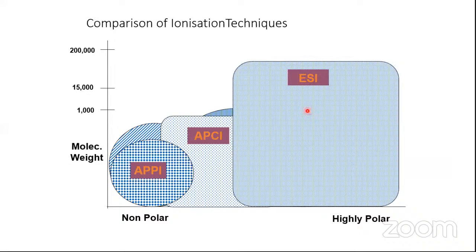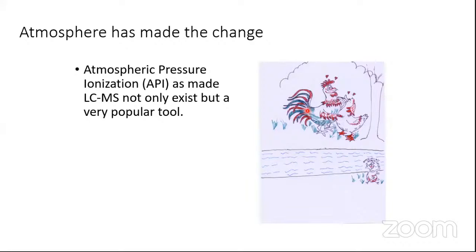I thought of drawing another cartoon which shows the effect of atmospheric pressure. The cock in the previous picture has compromised now, he said, but I can marry the duck. Duck can exist in water as well as in atmosphere, and that is how the marriage is successful. So we have completed the ionization part. We'll enter into the mass analyzer soon.